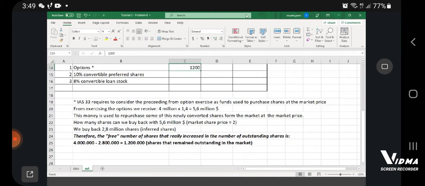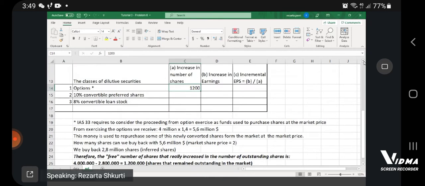So the increase in the number of shares here in the table that we prepared is 1,200,000. Do we have a change in the earnings here? We do not have a change, so not applicable, and therefore we cannot calculate any incremental earnings per share.